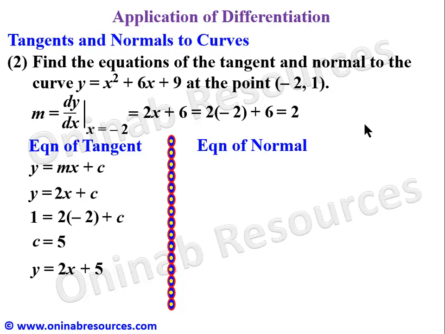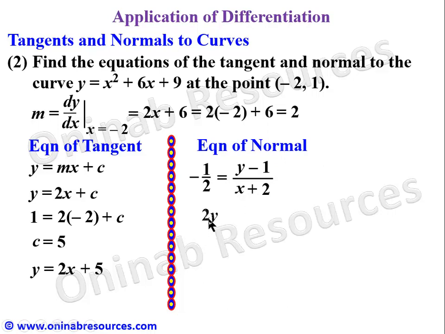Since the normal is perpendicular to the tangent, to get the gradient of this normal, it is the negative reciprocal of the gradient of the tangent. And since the gradient of the tangent is 2, the negative reciprocal will be negative half, which is equal to y minus 1. We are using the previous relation over x plus 2. This is x minus negative 2, minus minus becomes positive.